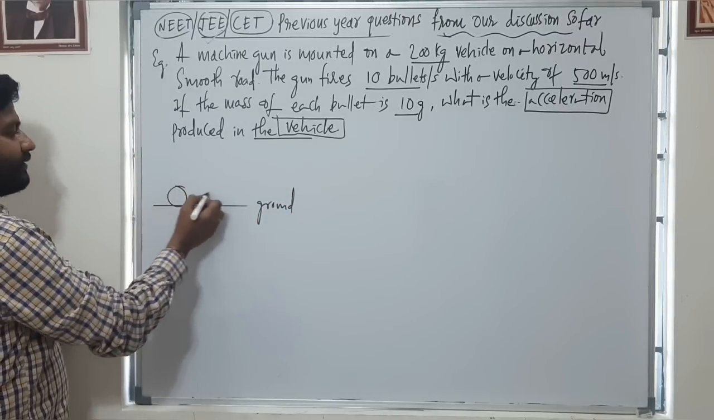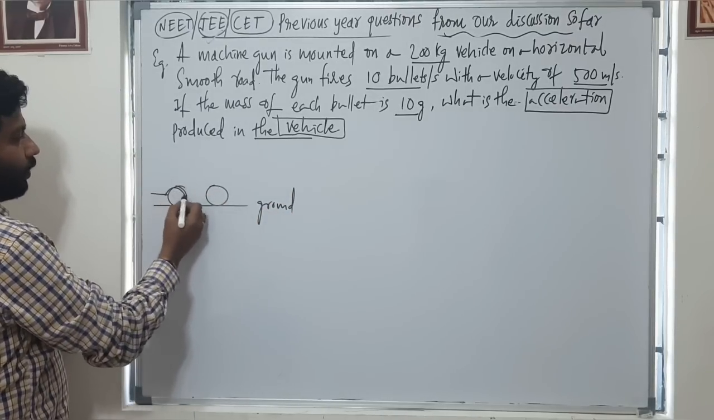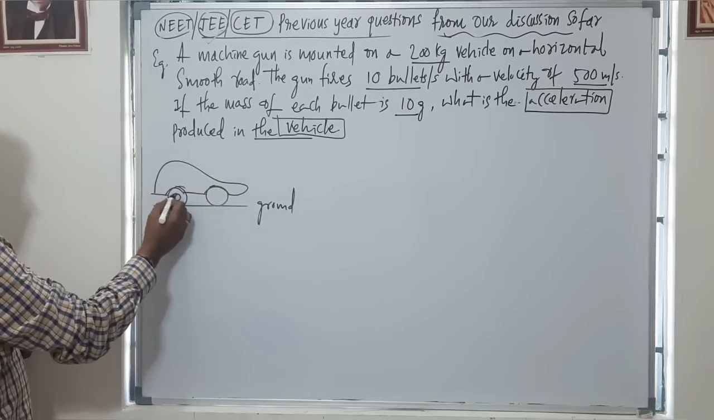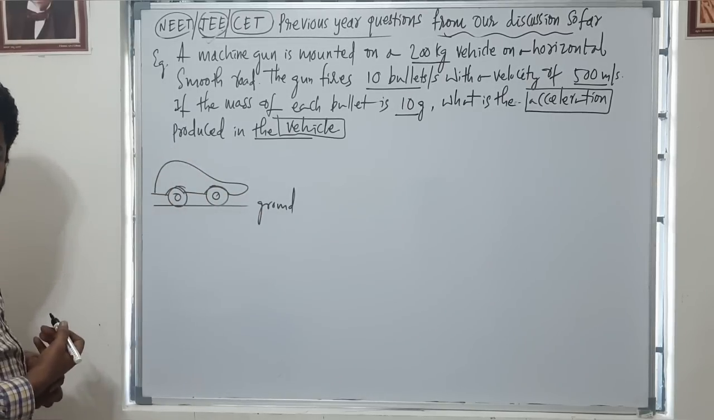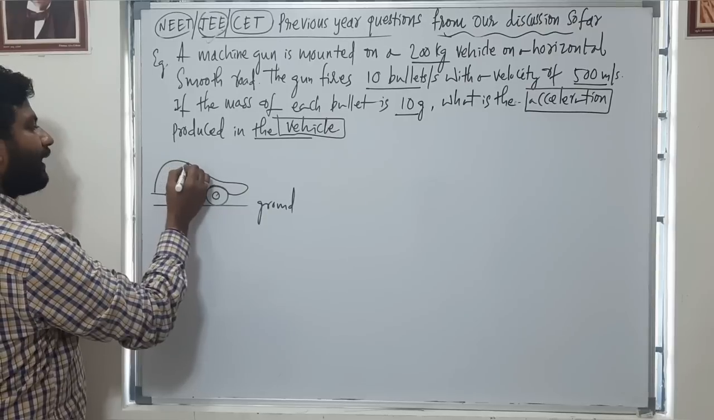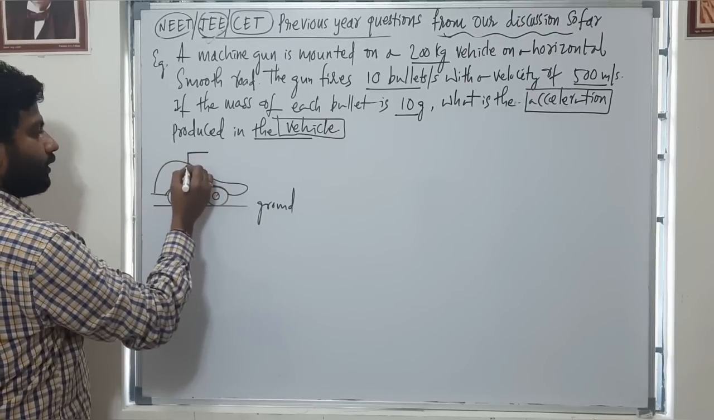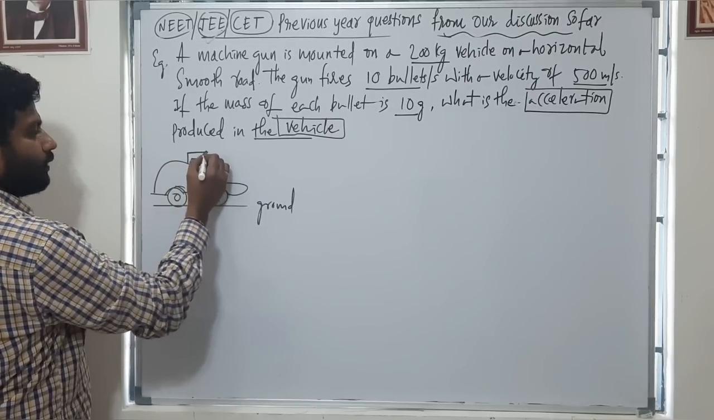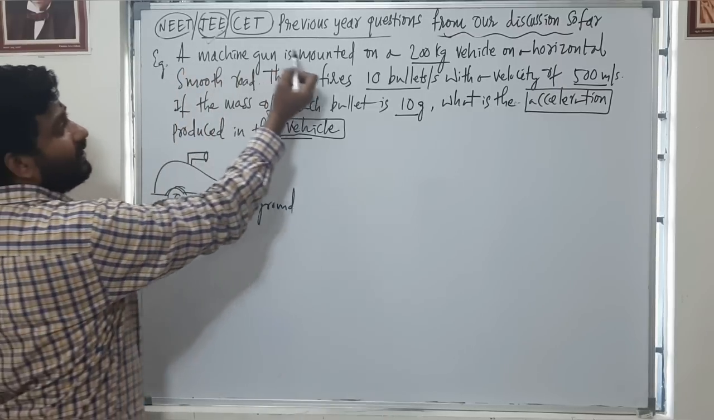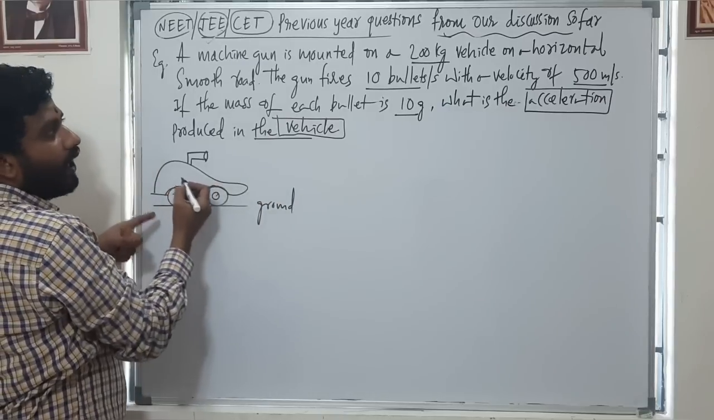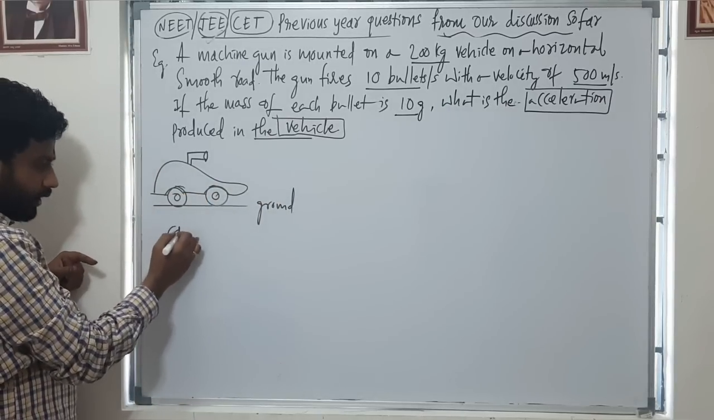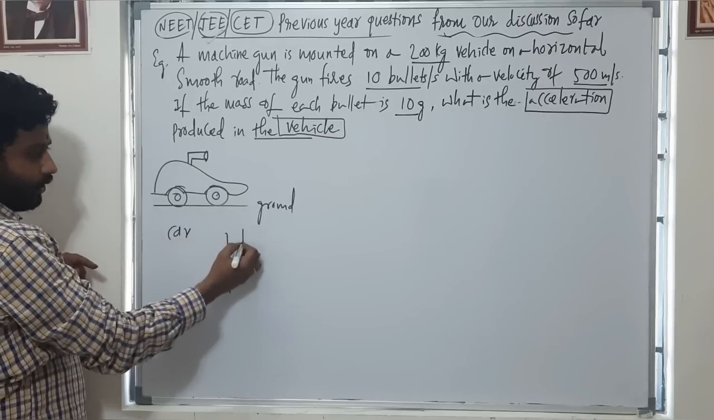A car is placed here, and you know my own design of the car. Okay. Now, a machine gun is placed on it. Like this. A machine gun is mounted on a 200 kg vehicle. I am writing about a car and the bullets.